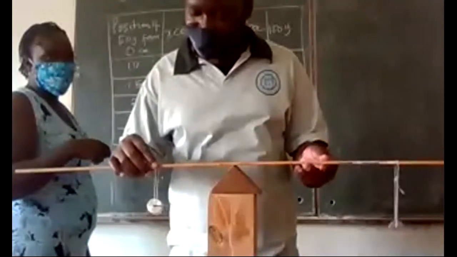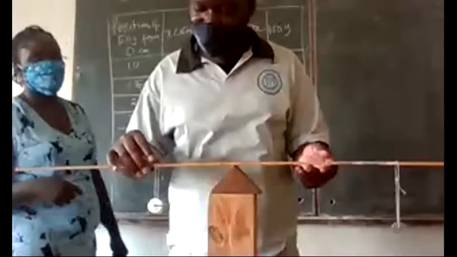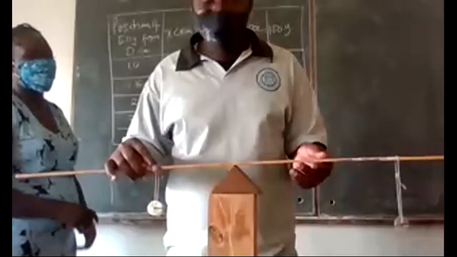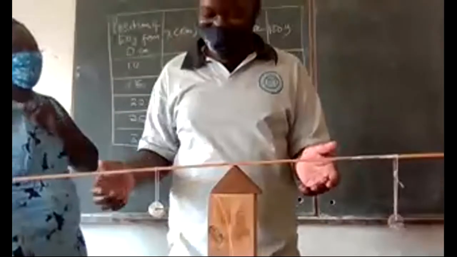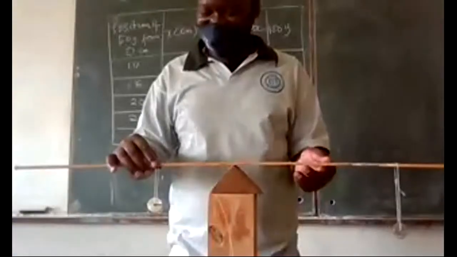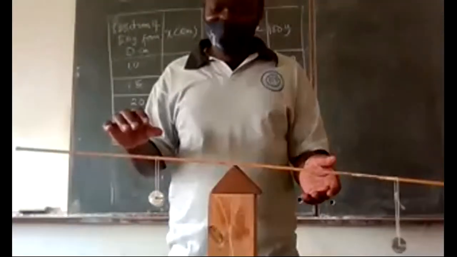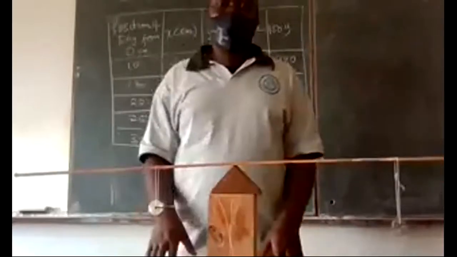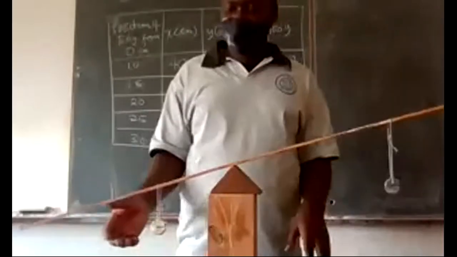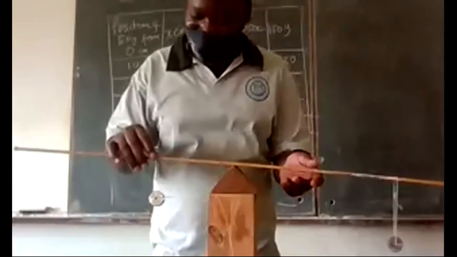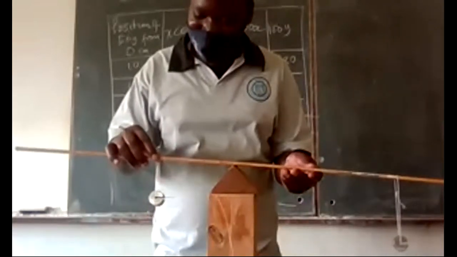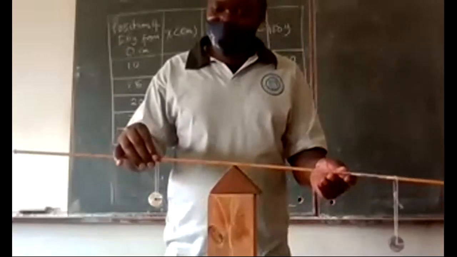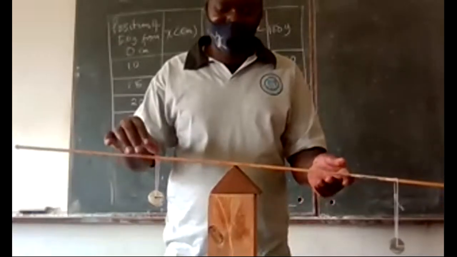It is at 67.2. Let me put it at 67.3. So let's now use 67.2 because it's better. Okay, so it's balancing there, 67.2. Balancing point. So the reading we are going to take is 67.2.